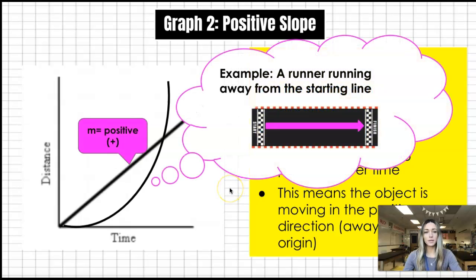An example of this would be a runner starting at the starting line and moving away from the starting line over time.